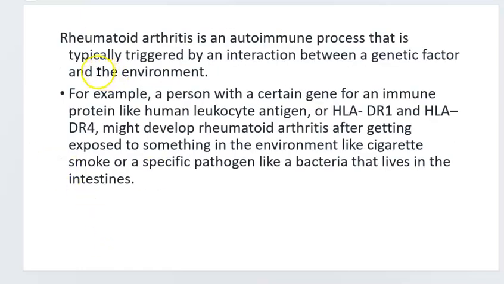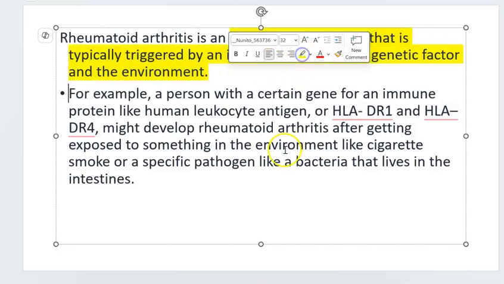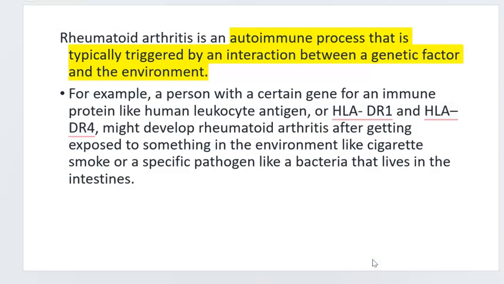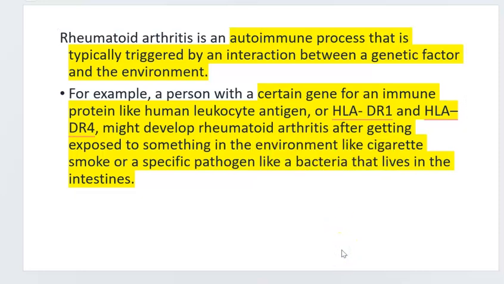Rheumatoid arthritis, then, is an autoimmune process that is typically triggered by an interaction between genetic factors and the environment. For an example, a person with a certain gene for an immune protein like the HLA, remember, is similar to the MHC, might develop rheumatoid arthritis after getting exposed to something in the environment, like cigarette smoke or a bacteria that goes into their intestine. So you have to have both the genetic predisposition and you have to be exposed to it in the environment.